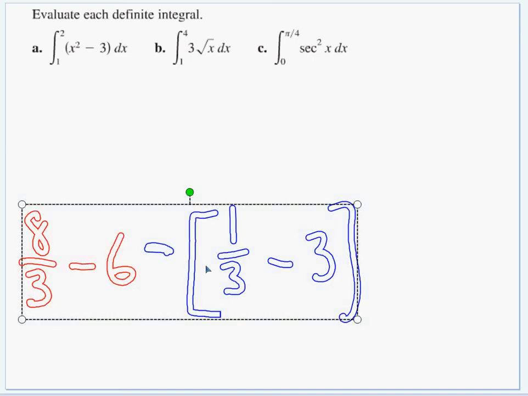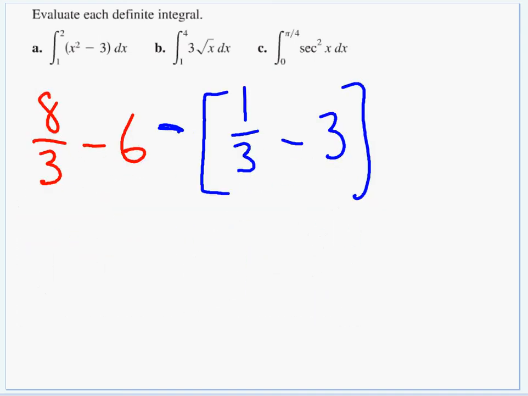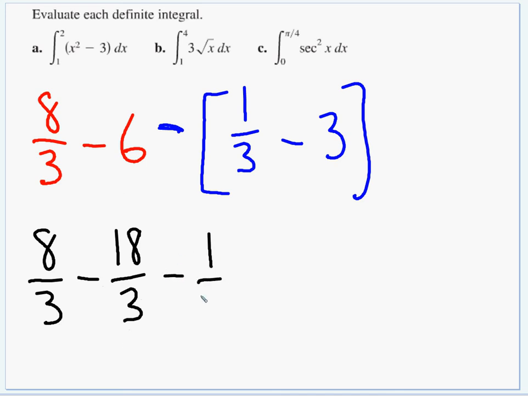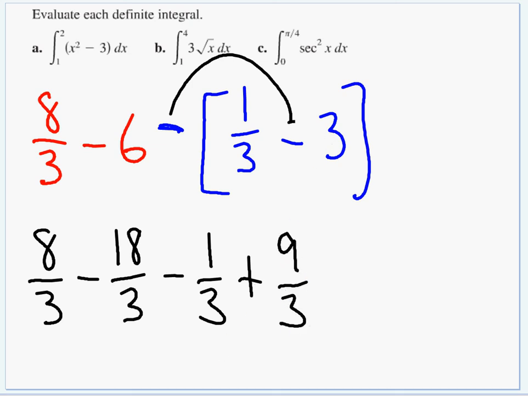Okay, now I'm going to distribute the negative and write everything as thirds. 8/3 stays the same. See, 6 times 3 is 18, so that's 18/3. Distribute the negative, minus 1/3. Distribute here, that will be a plus. 3 is 9/3. And since the common denominator's there, we can just add and subtract our numerators. 8 minus 18 is negative 10. Negative 10 minus another one is negative 11. Negative 11 plus 9 leaves us at negative 2.